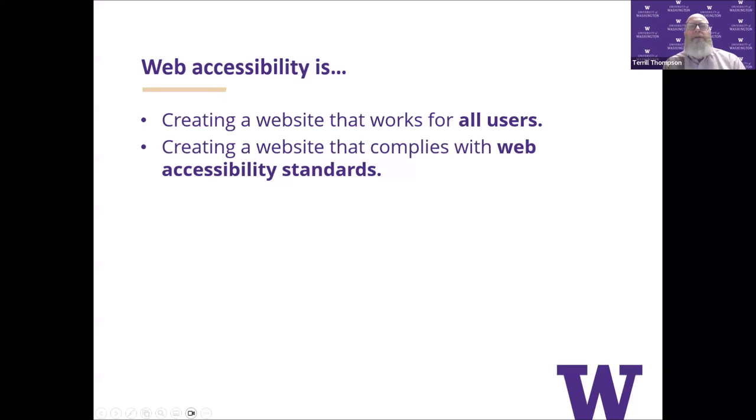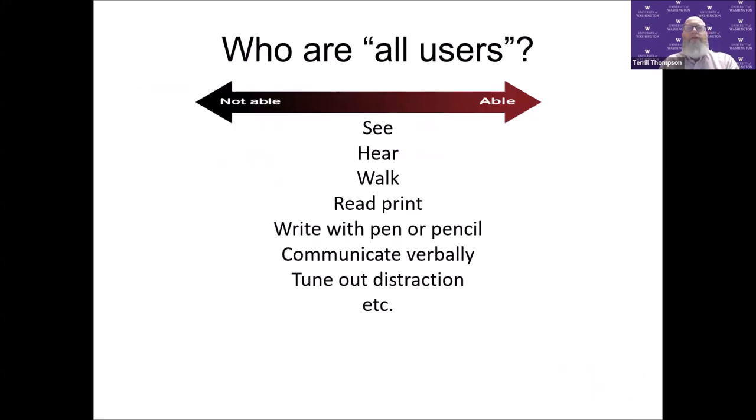So what is web accessibility? A very unofficial definition, just a definition that I've come up with, is it is creating a website that works for all users and acknowledging that all users is a very broad group with a lot of different characteristics. Another definition is creating a website that complies with web accessibility standards, because there are very specific ways of measuring whether a website is accessible or not. So let's look at all users. We've got here a continuum, people who are fully able on the right side to do a particular thing, and people who are fully not able to do a particular thing.